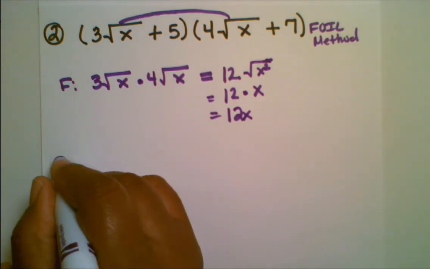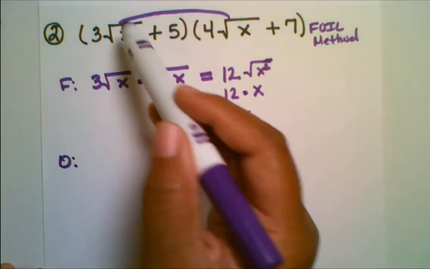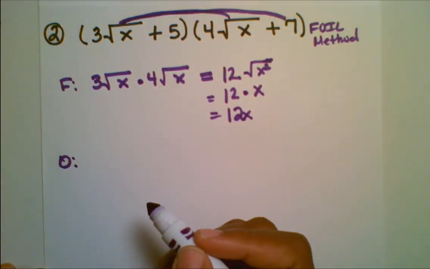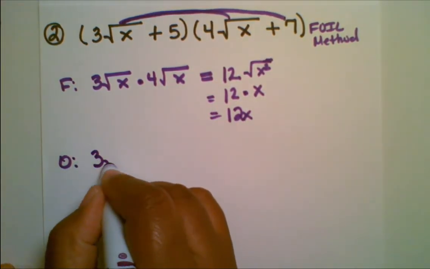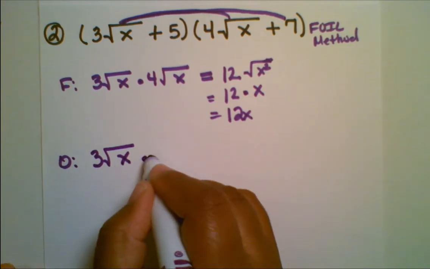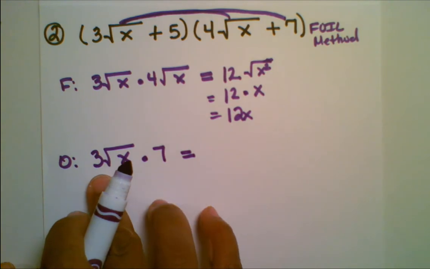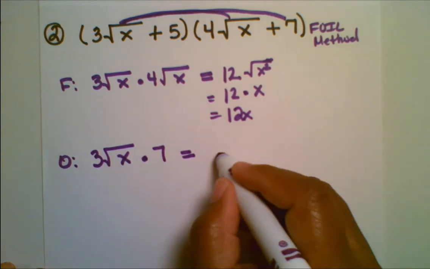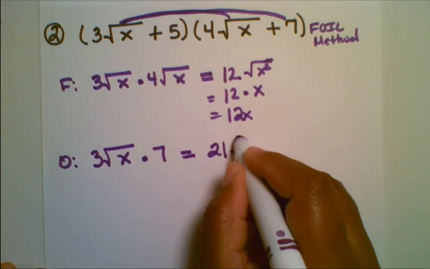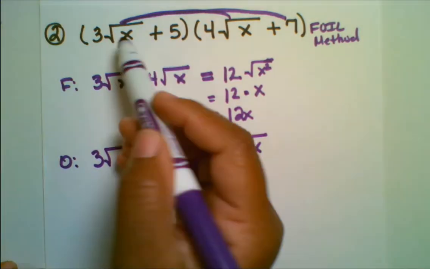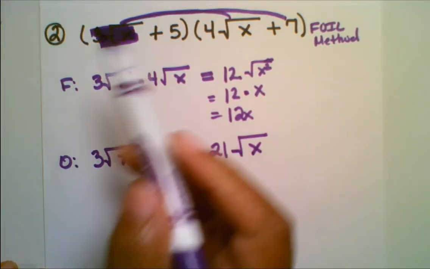The outside terms. You're going to take 3 square root of x, multiply it to the 7. So 3 square root of x times 7. Combining your like factors, 3 times 7, that is 21. And then we have the square root of x. There's nothing that we can do to that. So just write 21 square root of x. So we're finished with the 3 square root of x.